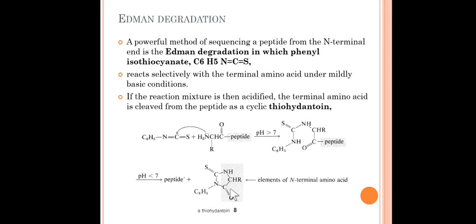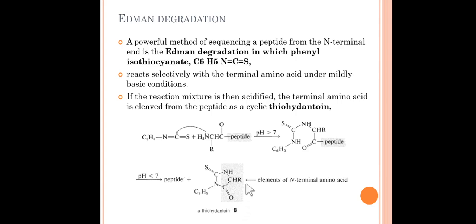So this is a thiohydantoin, and this thiohydantoin is helpful for us to determine which amino acid is attached to this as the N-terminal amino acid. Okay, so the shaded part consists of the element of the N-terminal amino acid.